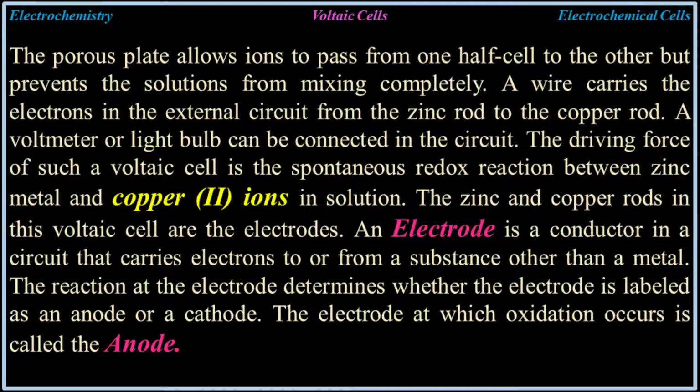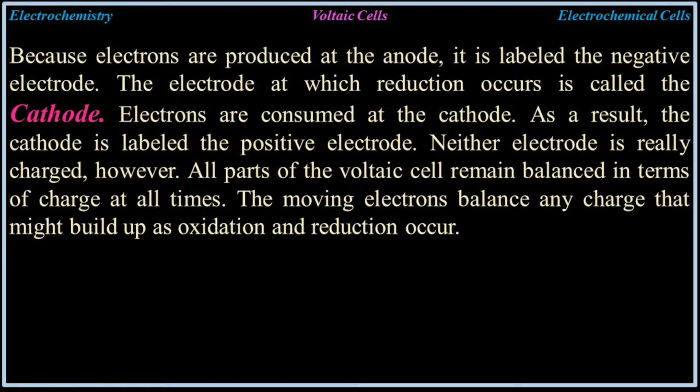The driving force of such a voltaic cell is the spontaneous redox reaction between zinc metal and copper 2 ions in solution. The zinc and copper rods in this voltaic cell are the electrodes. An electrode is a conductor in a circuit that carries electrons to or from a substance other than a metal. The reaction at the electrode determines whether the electrode is labeled as an anode or a cathode. The electrode at which oxidation occurs is called the anode. Because electrons are produced at the anode, it is labeled the negative electrode.